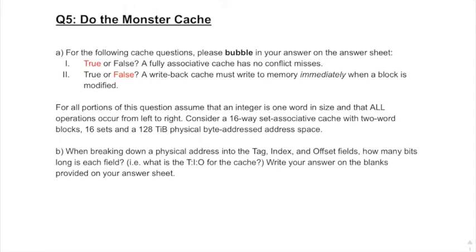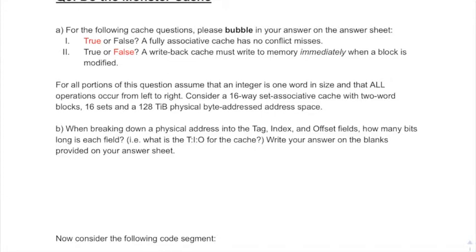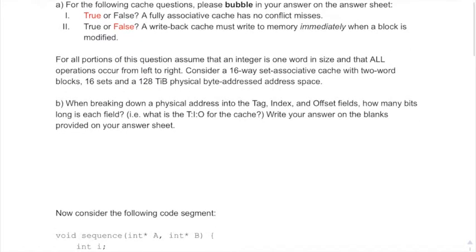Alright, so let's go over question 5 from fall 2017. The first question asks two true or false questions. The first one is true. A fully associative cache has no conflict misses, because in order to have conflict misses, you have to have an index. However, since fully associative caches do not have indices, they cannot have conflict misses. Therefore, the only two types of misses that a fully associative cache can have are capacity and compulsory misses.